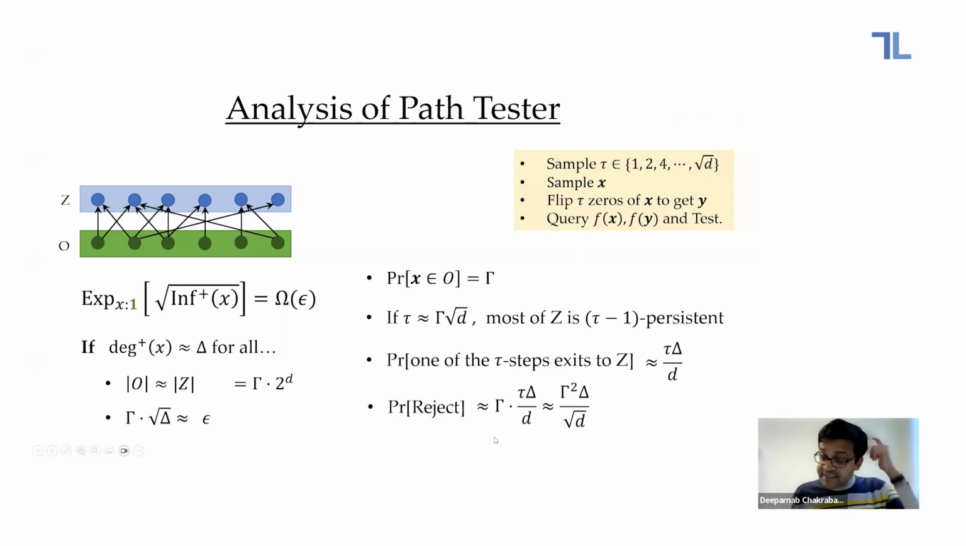And if you multiply this, you get gamma times tau delta by D. And if I put this tau to be gamma root delta, I get gamma square delta by root D. And this gamma square delta, well, that's the square of this thing. So you get epsilon square by root D. And so this is a big typo here. This should be root D.